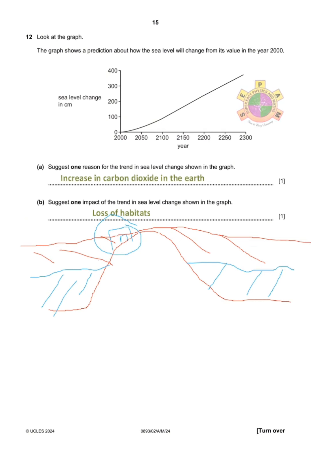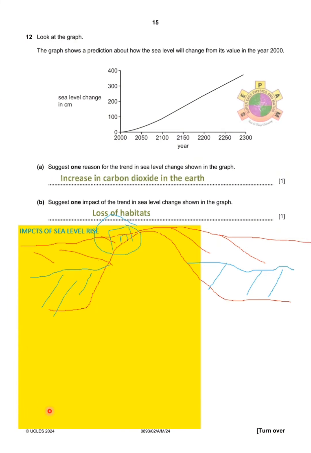Of course, they can no longer stay in this location. So they lost their habitat. So this is just one of the consequences of sea level rise. But there are other consequences, okay? So let's look at those other consequences that we have here. So let's see, quickly, we have the impact of sea level rise.